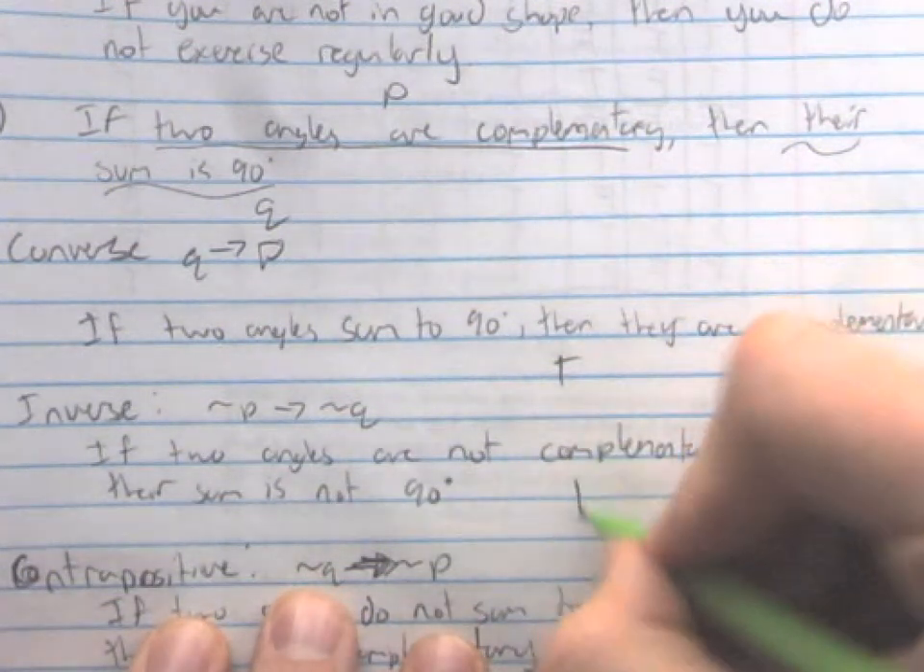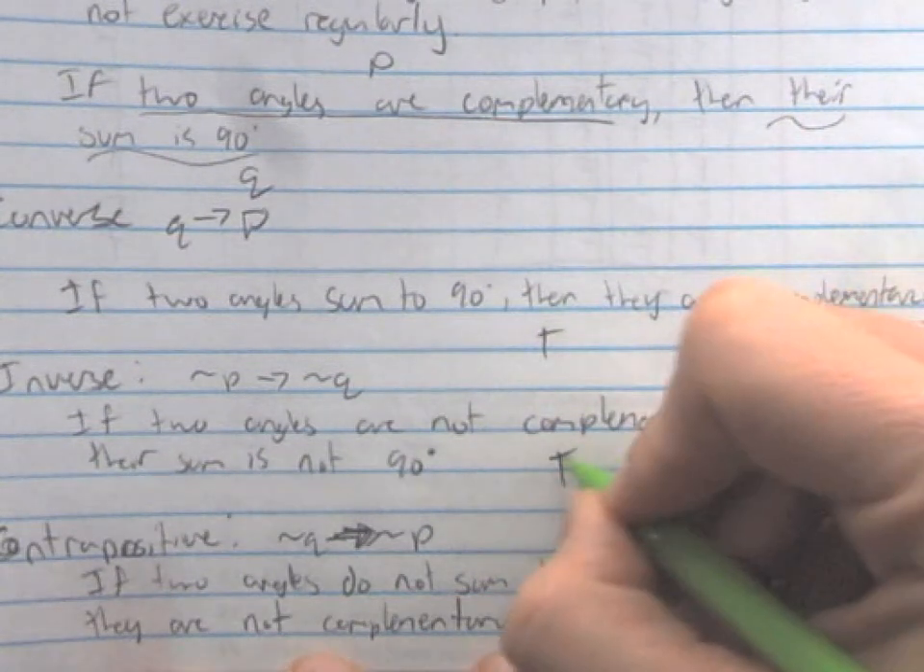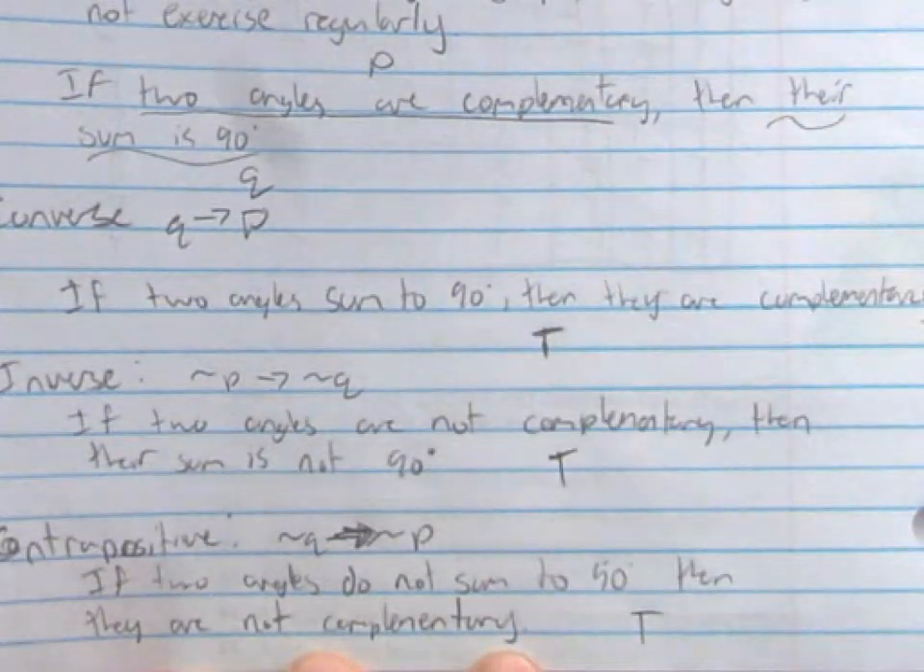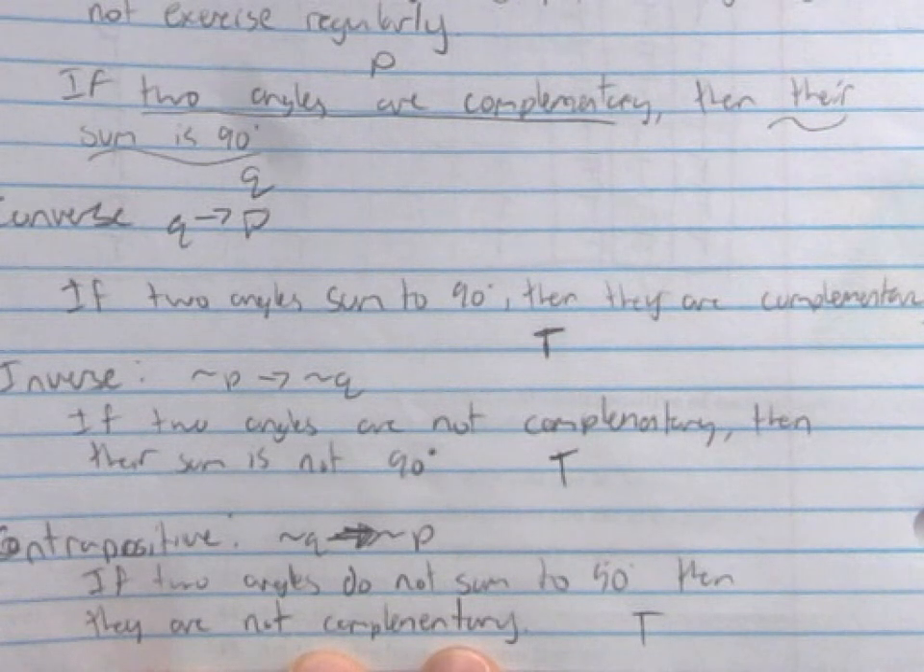If two angles are not complementary, then their sum is not 90. That is absolutely true. If they're not complementary, then they do not add to 90 degrees. That is a true statement. Okay, if two angles do not sum to 90, then they certainly are not complementary. So all of those are actually true statements. That one's a little bit easier to determine the truth value, whether it's true or false, because this is based on actual definitions that we have.